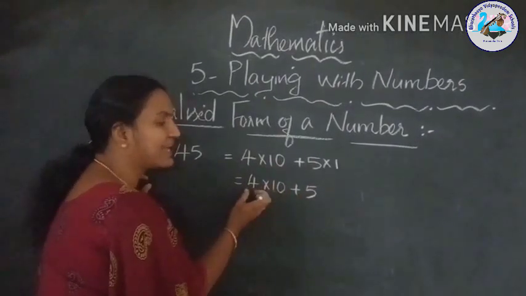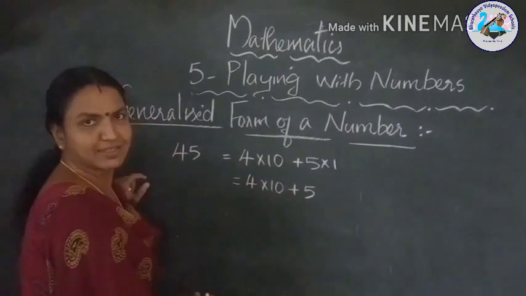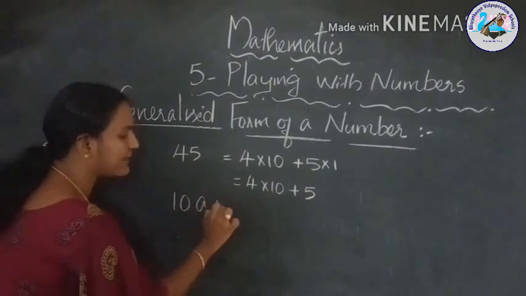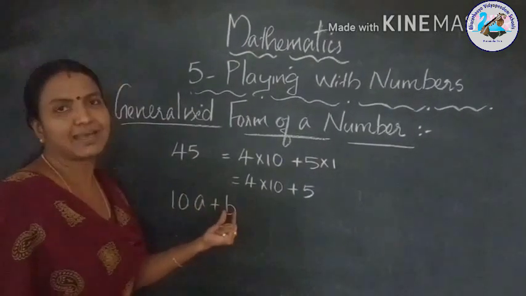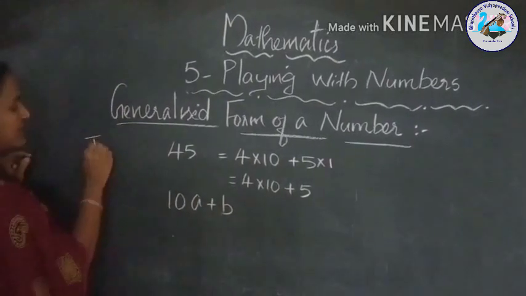Here a is the tens digit and b is the ones digit. Generally it can be written as 10a plus b, where a is the digit in the tens place and b is the digit in the ones place. Here it's a 2-digit number.